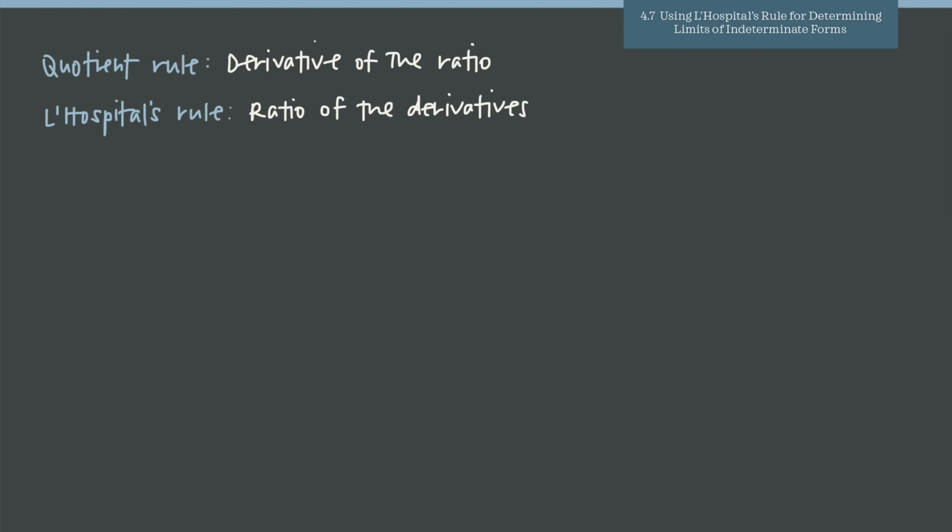The first thing we have to remember is that L'Hopital's rule is different than quotient rule. When you use quotient rule, you take the derivative of the ratio. Remember, a ratio is a fraction. So when you apply quotient rule, you're simply taking the derivative of the fraction. But when you apply L'Hopital's rule, you're taking the ratio of the derivatives. You're taking the derivatives of the numerator and denominator separately, and then taking their ratio, putting those into a fraction. So just remember that as a way to distinguish between the two.